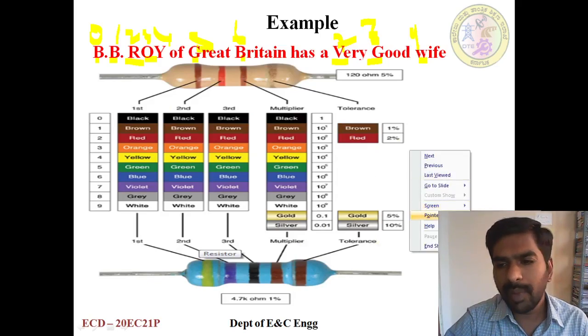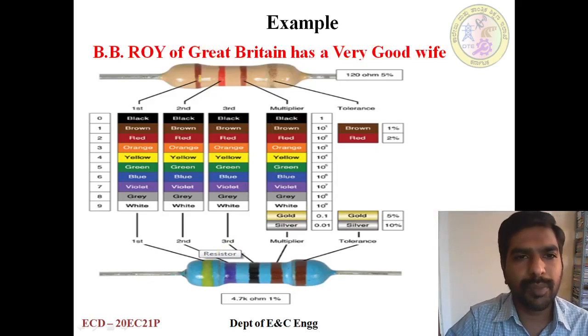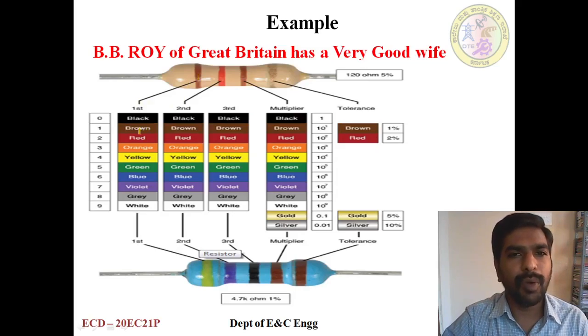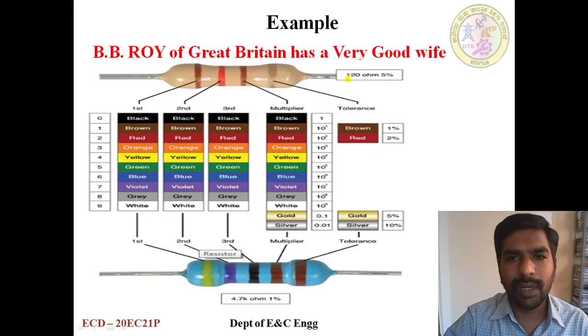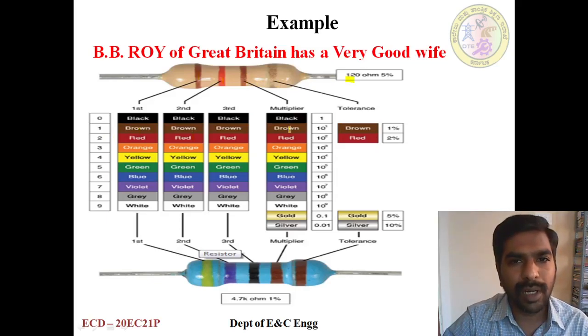Here I have given some examples. There are 2 examples of resistor color code: a 4 band resistor and a 5 band resistor. In the 4 band resistor, the first band represents a digit. This is a brown color. Brown means 1. The second one is a red color. Red means 2. The third band is a multiplier, and it looks like brown. It's 10 raised to the power of 1, which means 10. That makes 120. And the last band is tolerance, plus or minus 5%. This is the actual value of this resistor.